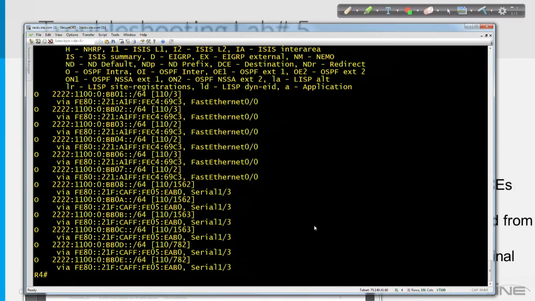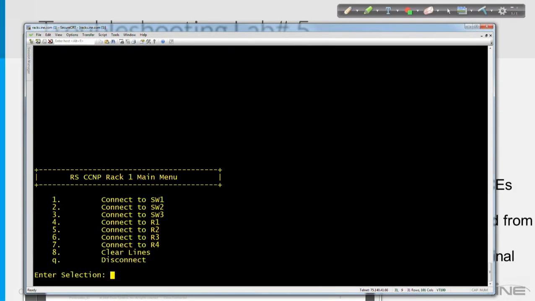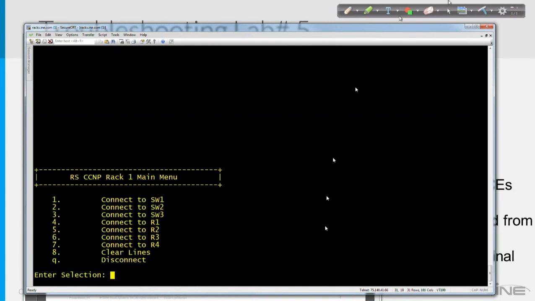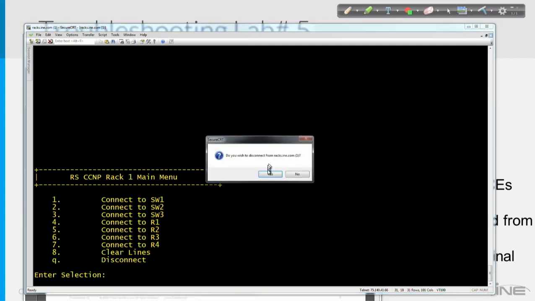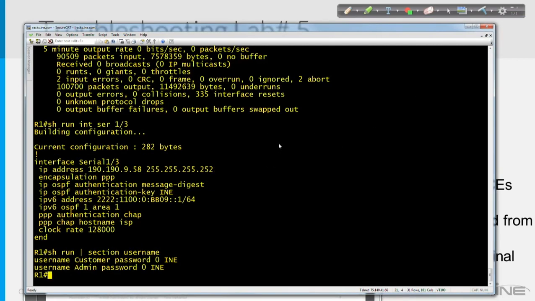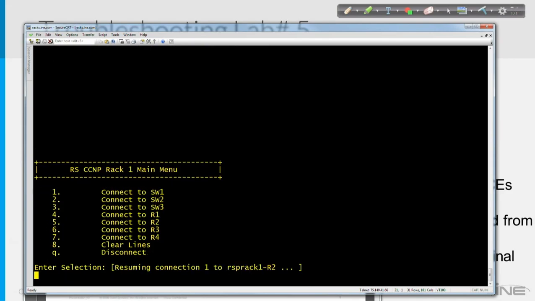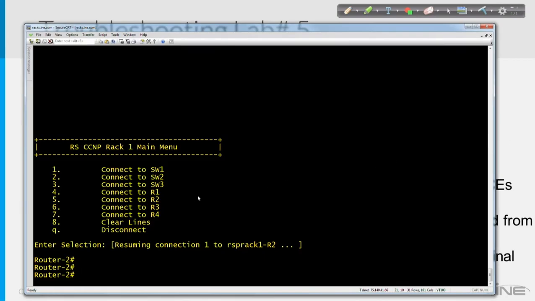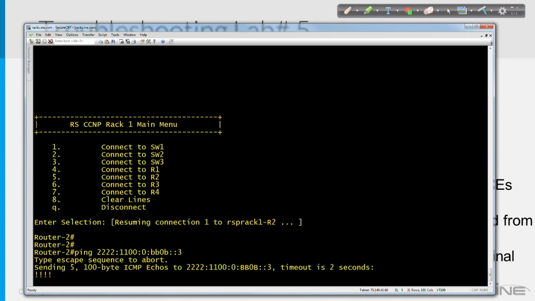So now let's go back to router 2. And our original problem was router 2 could not ping the loopback 0 of R3. Can we ping it now? Yes, we can.